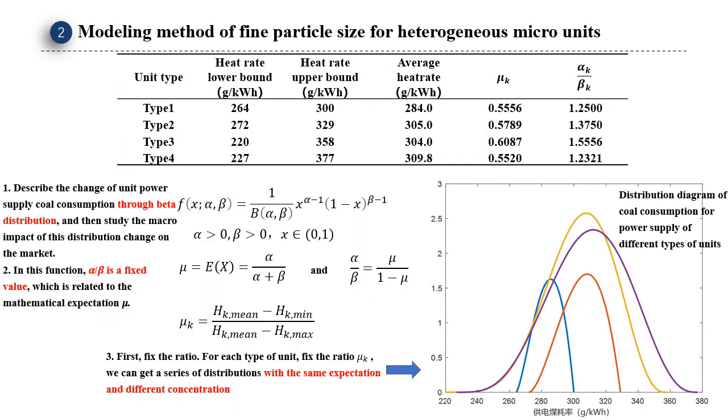Due to the heterogeneous power supply, coal consumption, and carbon emission intensity parameters of each unit, the upper and lower bounds and average values of heat rate of various units are obtained by investigating relevant data. Secondly, this paper uses beta distribution to describe the distribution of heat rate of various units, and finally obtains a series of distributions with the same expectation and different concentration.